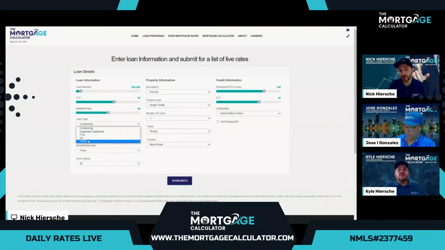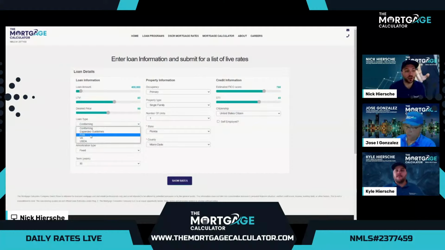USDA is for the property. So remember, your property must be in a rural area for a USDA quote. So if you think the property you're looking at is in a USDA area, please get with our loan officers. They'll send you that quote in a few minutes. But for a typical property, if you don't have conforming options available or FHA options available, most lenders don't have other options. That's where we come in as the mortgage calculator.